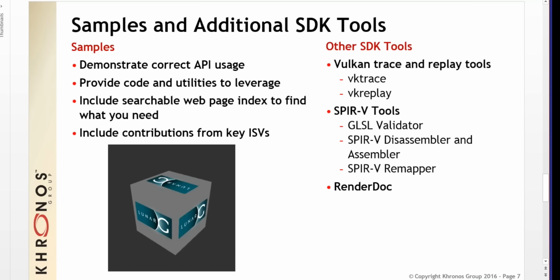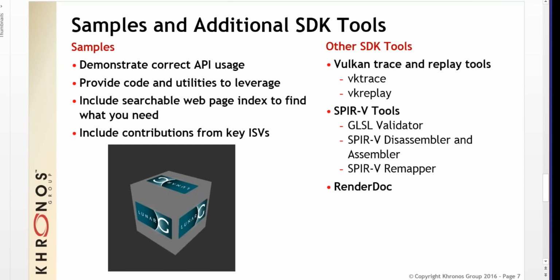To aid in application development, the LunarG SDK will also include some sample programs that are intended to demonstrate correct usage of the Vulkan API. They are written such that much of the code and utilities can be directly leveraged for creation of Vulkan applications. And the samples will also include a searchable web page index to help you find a sample that you need. LunarG will be developing these samples, but as well, we are taking samples contributed from third parties as well.